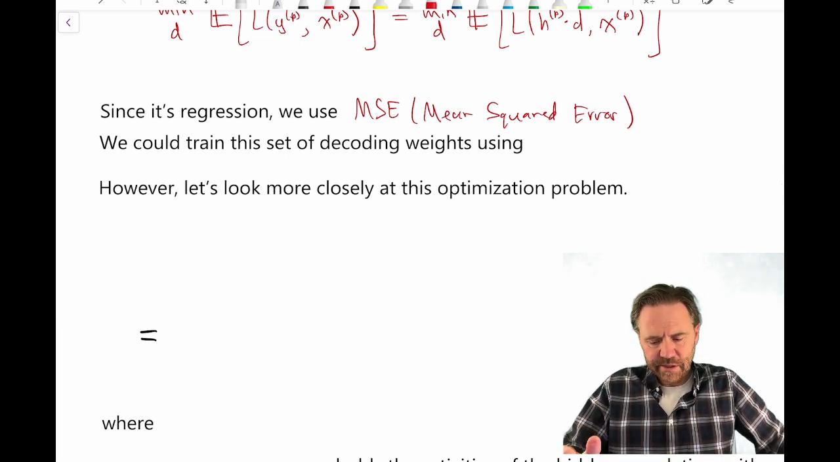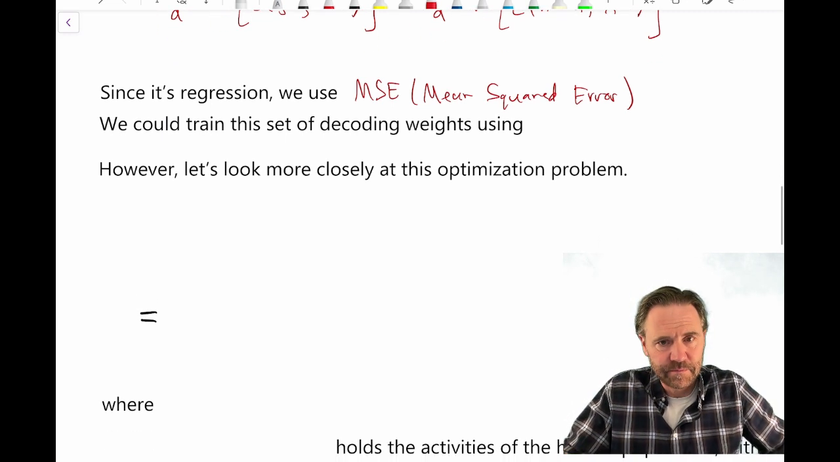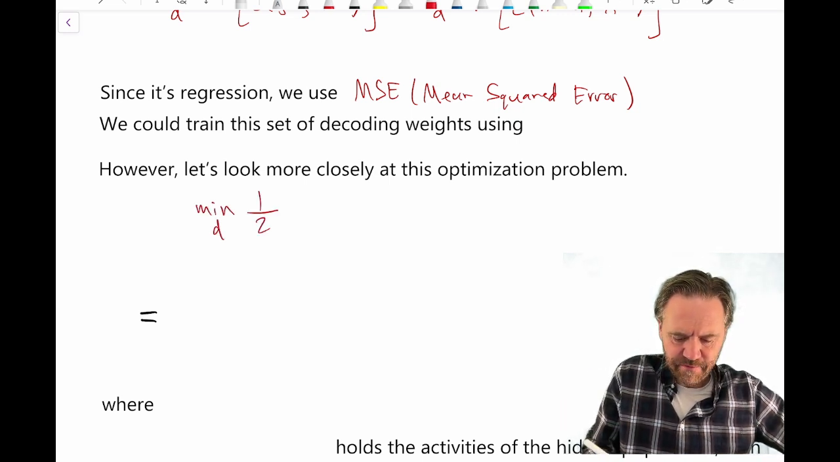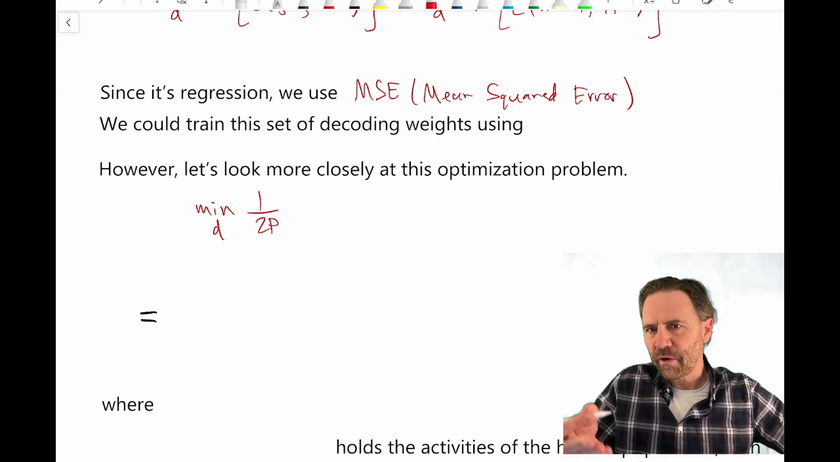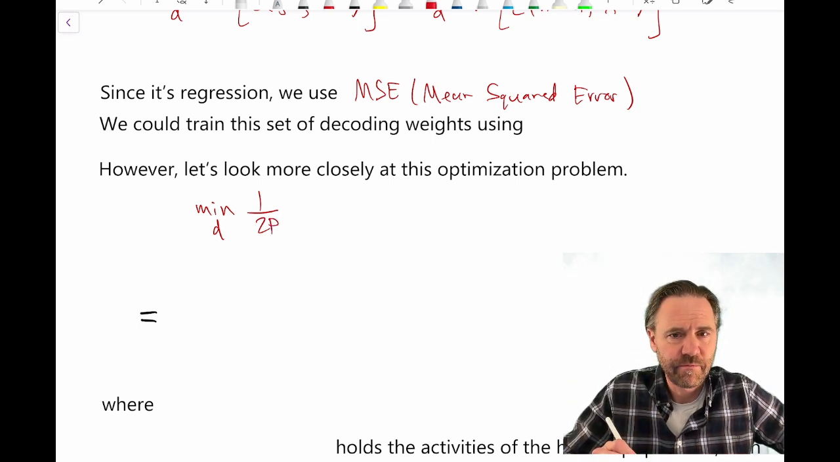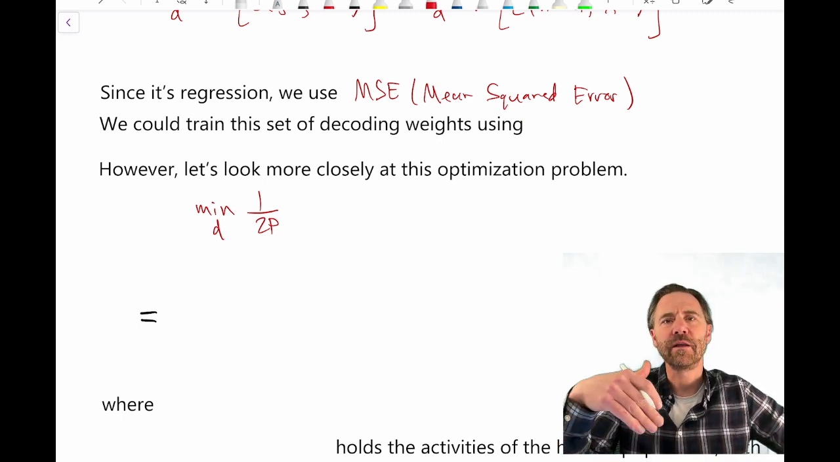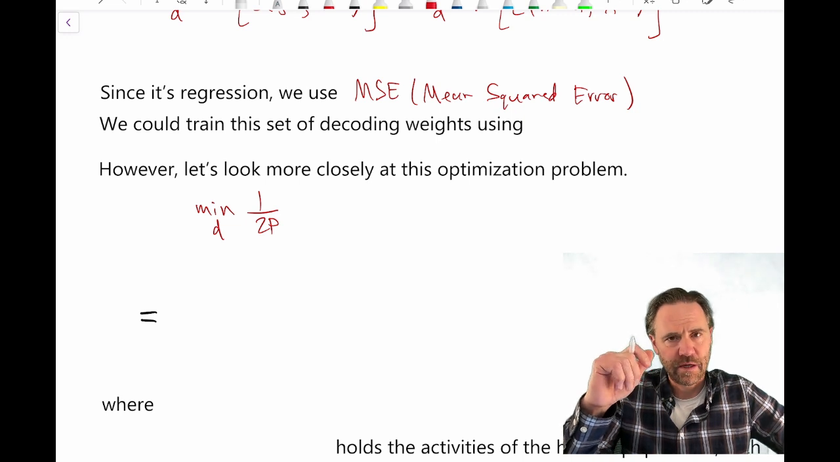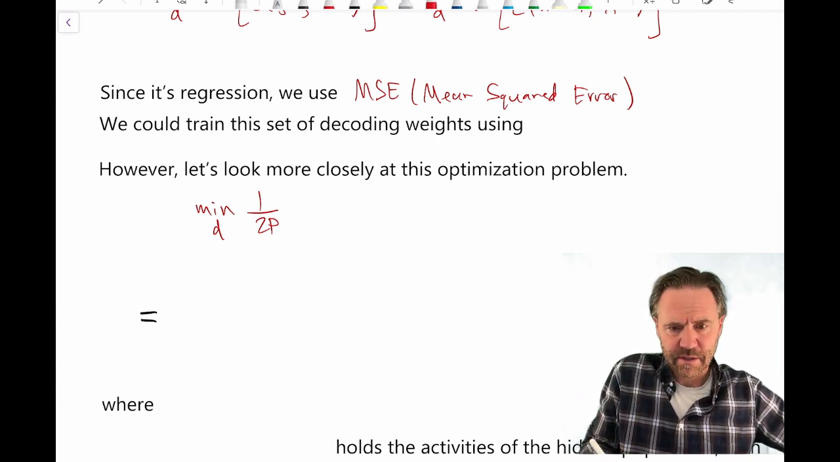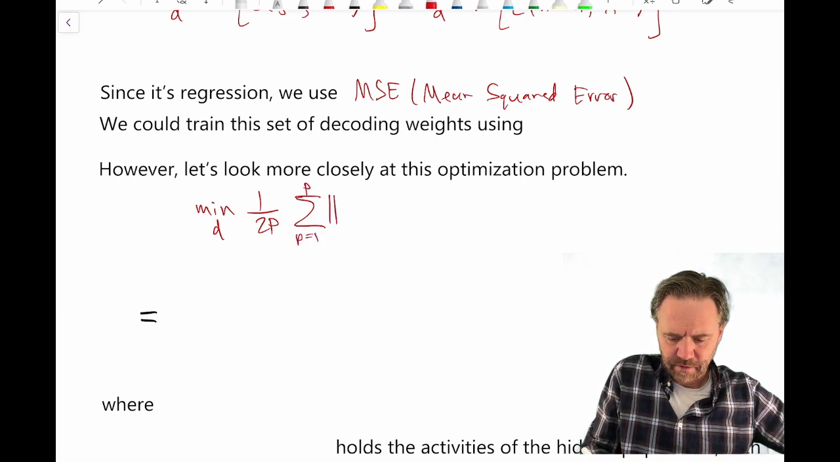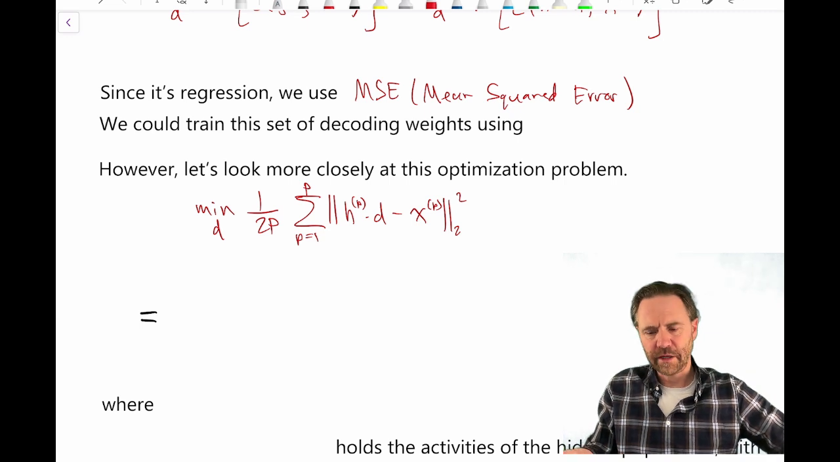Okay, however, let's look more closely at this optimization problem. We're looking to minimize over different D's the 1/2. Mean squared error has that 1/2 factor, which is not very interesting, don't worry about it. Of course, we're dividing by P also, because it's the mean squared error. We have to divide by the number of samples in our data set, times the sum over all of our points, p equals 1 to capital P, of h dotted with d minus x. Okay, so that's the MSE loss.